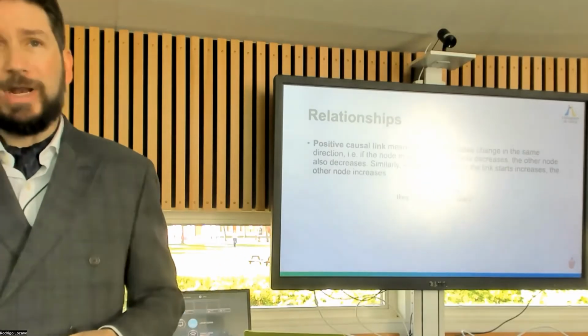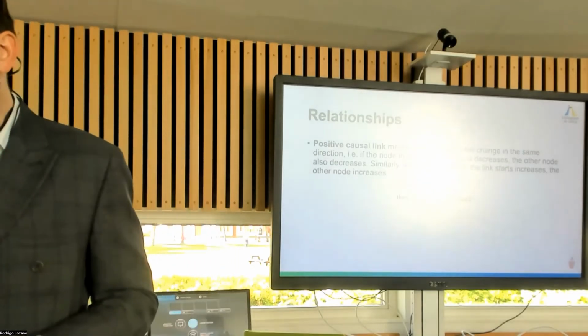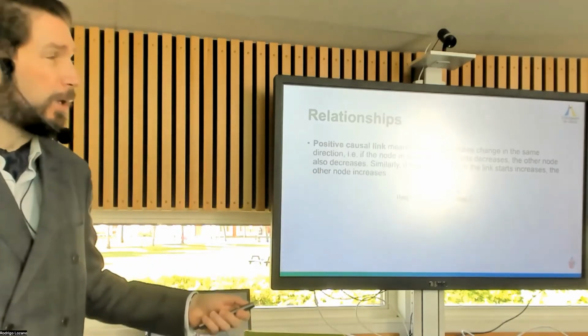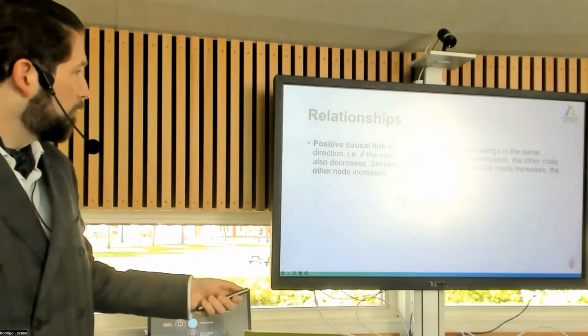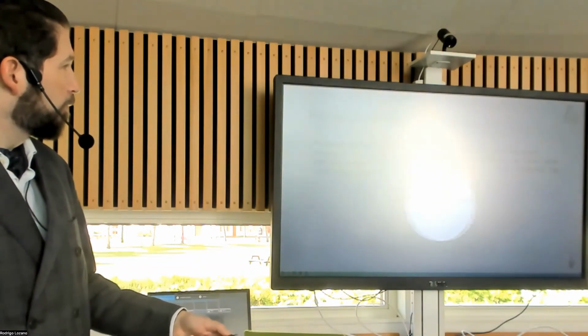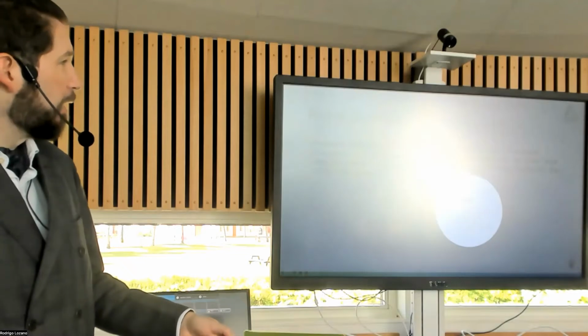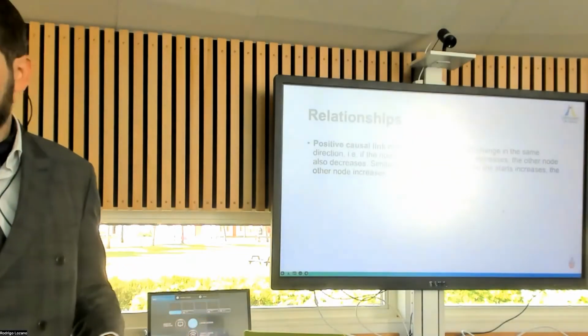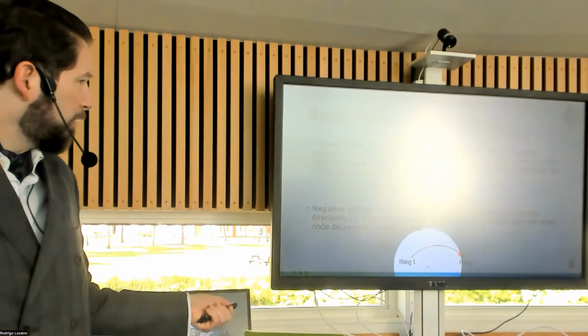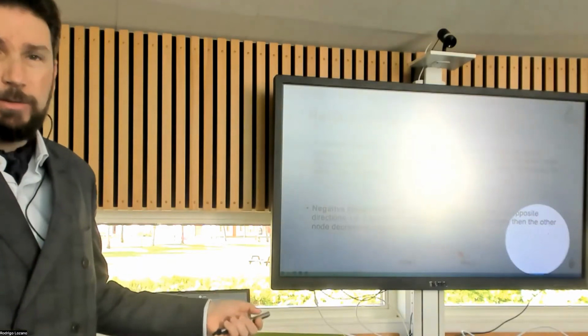We have also relationships. We have the positive causal link. That means that one thing leads to another one. And I was telling you about little arrows. And this is a little arrow there. That's positive. This one makes that one bigger. Yeah? And then we have the negative causal link. That one makes that one less.